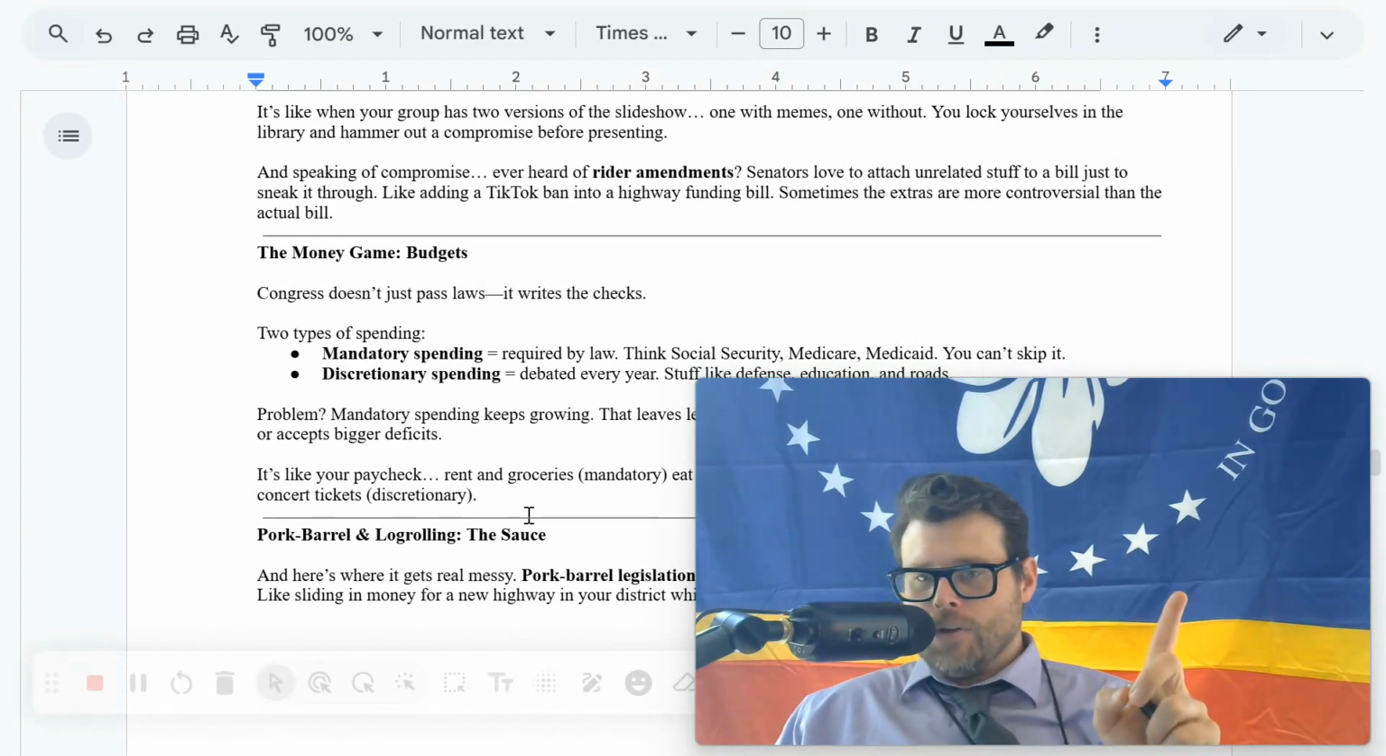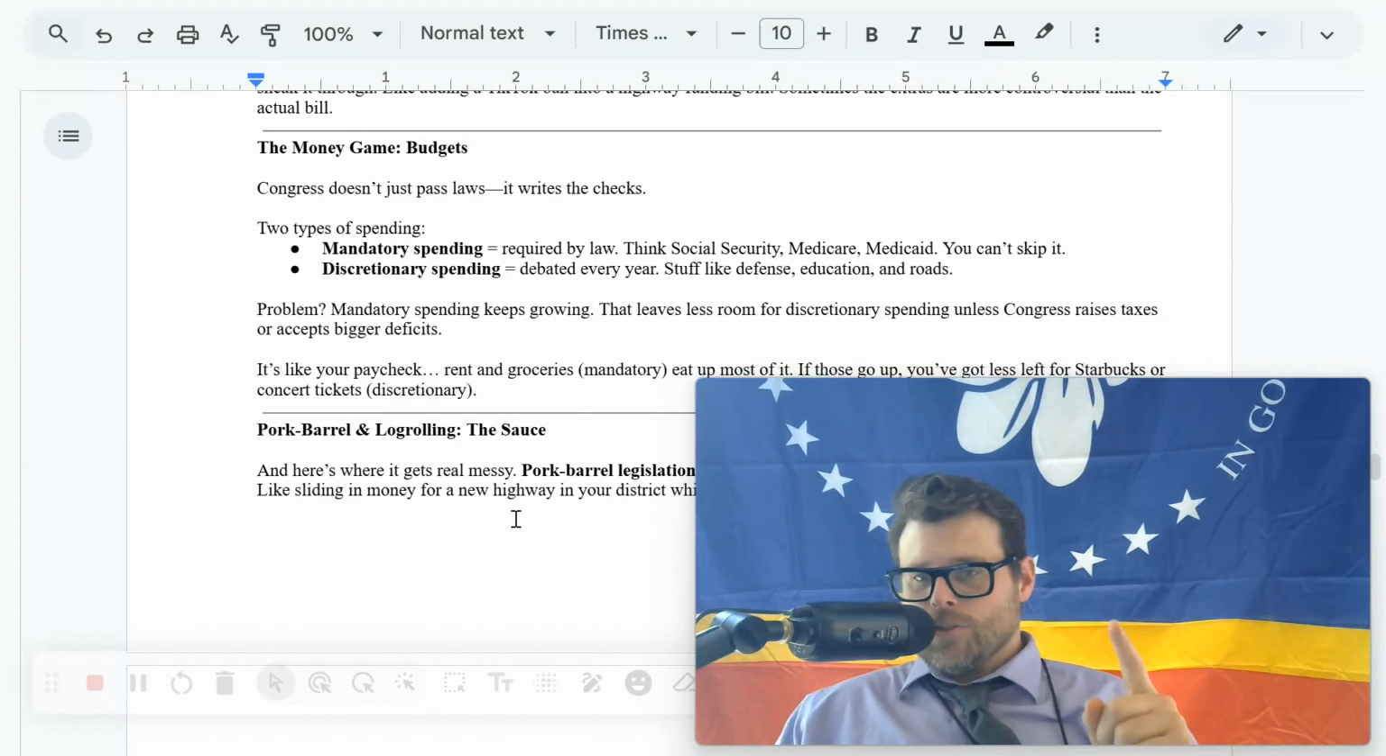All right, so the big money game, budgets. Let's get into it. Got to know these for the AP exam. Congress doesn't just pass bills or laws. They write the checks. Power of the purse. They got the moolah, as I believe Lil Wayne would say.